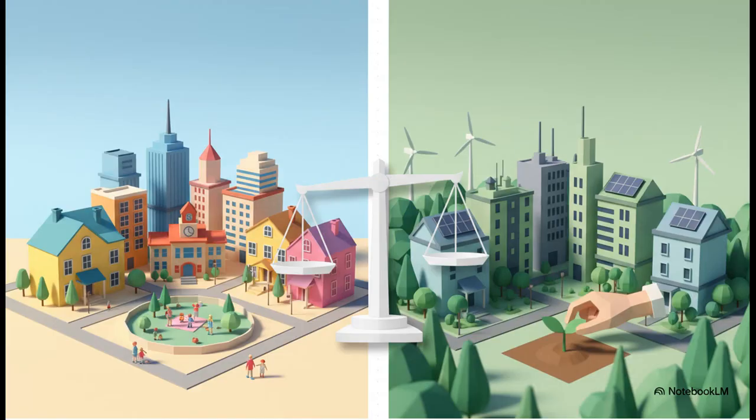So what's the real difference between them? Well, it really all comes down to timing. Livability is all about the now. It's the quality of life for people living in a city today. You know, things like safety, good schools, and fun things to do. Sustainability, on the other hand, is all about the future. It's about making sure our kids and our grandkids can have a great quality of life too.